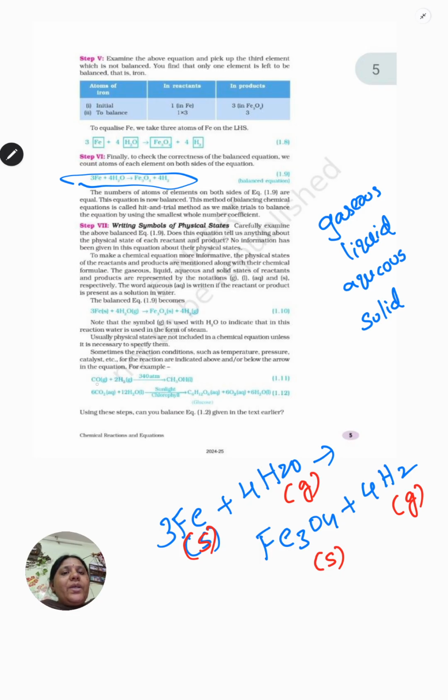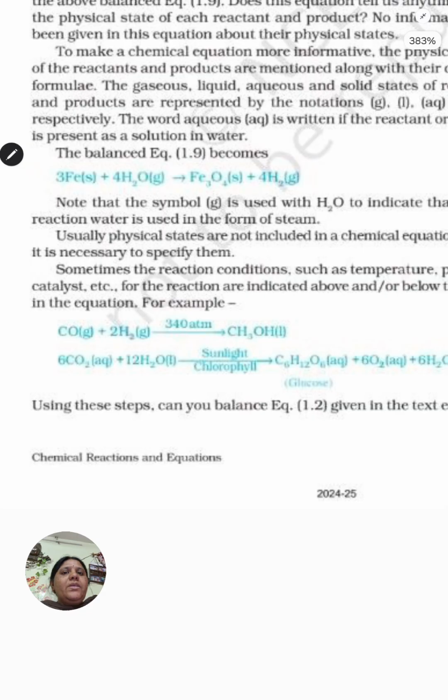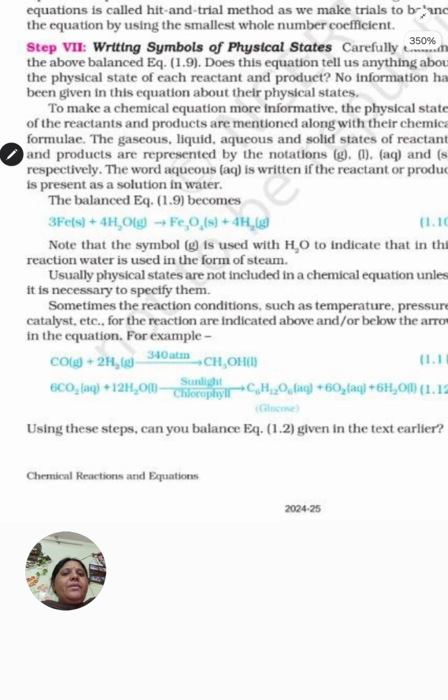For example, here you can observe CO, carbon monoxide, gaseous form, 2H2, again gaseous form, and here CH3OH, right? So it is in liquid form. Here 340 atmosphere, the pressure is mentioned. Similarly, if you observe the next one, here 6CO2 aqueous form, 12H2O in the liquid form.